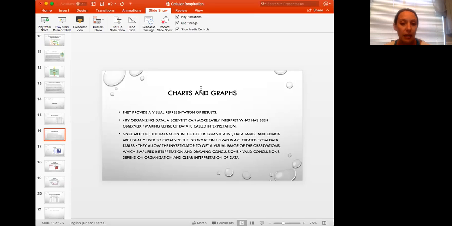They allow the investigator to get a visual image of the observations, which simplifies interpretation and drawing conclusions. Valid conclusions depend on organization and clear interpretation of that data. So when we look at our observations, using that visual image gives us a simpler way to interpret it. And then from there, we can draw conclusions. A conclusion is a way of answering the question, but of course it's based on that data.